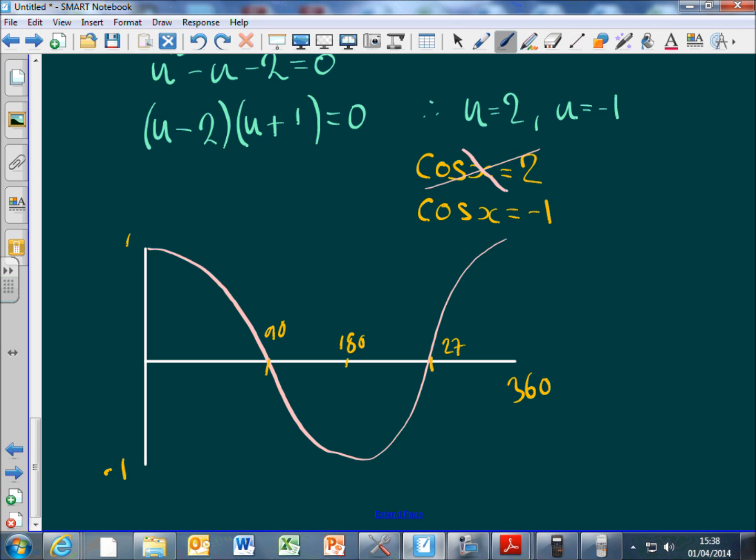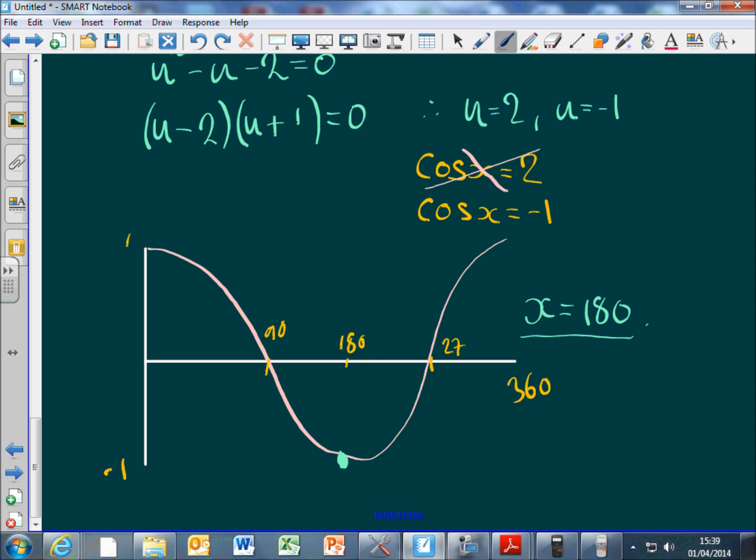And also, you don't really need the calculator for the second one either. When does cos x equal minus 1? When x equals 180. Right there, yeah? Okay? So the only solution to this problem in that region between 0 and 360 is when x equals 180. So I didn't even need a calculator for that question. Okay? And that's it, really.